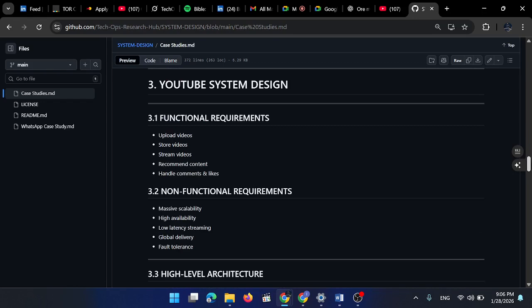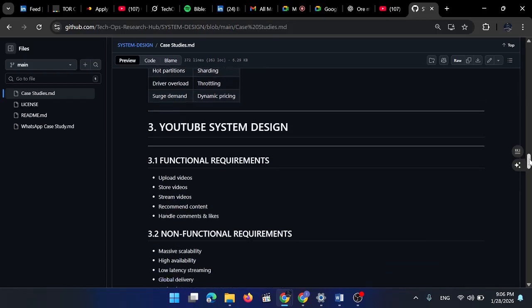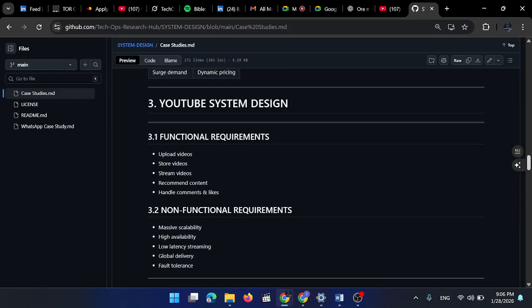So up to this juncture, we've looked at Uber system design, and I would like to get a few questions before we get to YouTube system design. Any questions before we get to YouTube system design? Someone has a question?